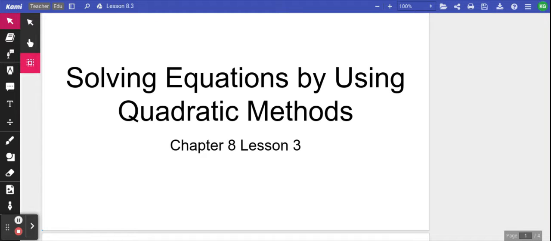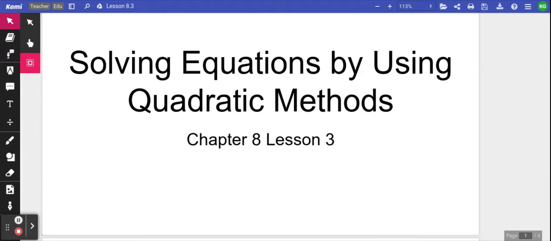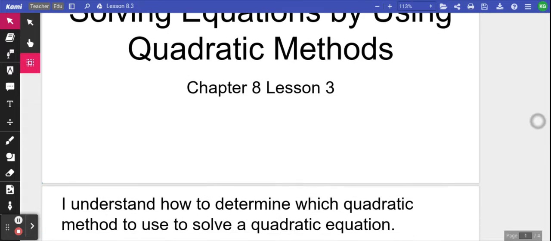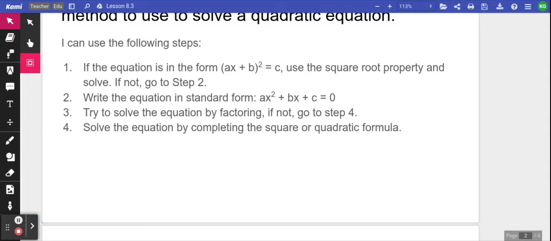Okay, so today, Chapter 8, Lesson 3, we are going to be solving equations by using all of our quadratic methods. We're just going to step it up to a little bit harder quadratic equations here. Some of the ones we've had in other chapters that were always just an x are now going to be x squared problems. Go ahead and pause here and take these notes.